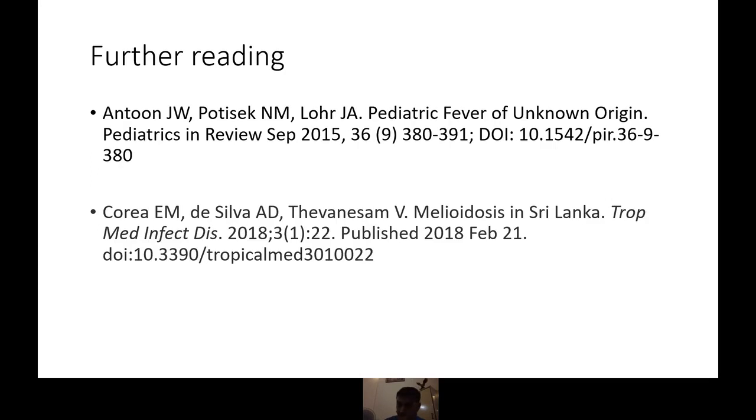So if you have time, I highly recommend these two articles. The first article is a very good article discussing the approach to PUO in children. It might take just 30 to 45 minutes to read. The second one, only if you are interested, gives a nice account of melioidosis in Sri Lanka. In this article, Professor Correa discussed the clinical features and certain other historical events with regard to the illness.